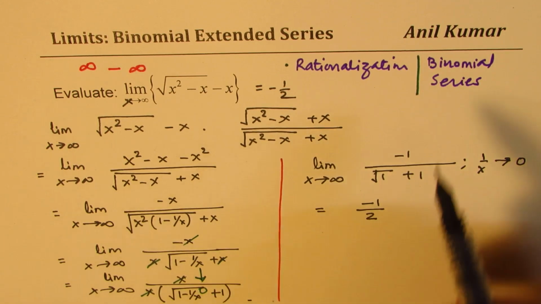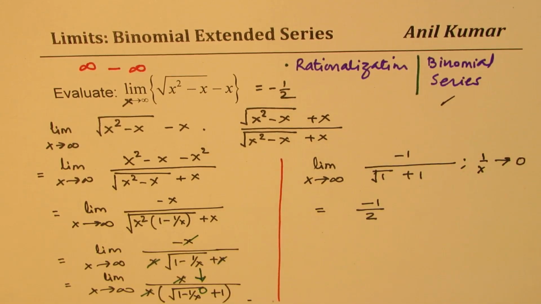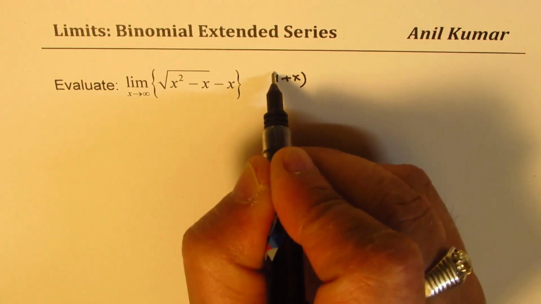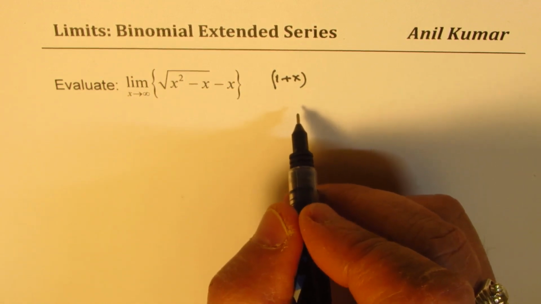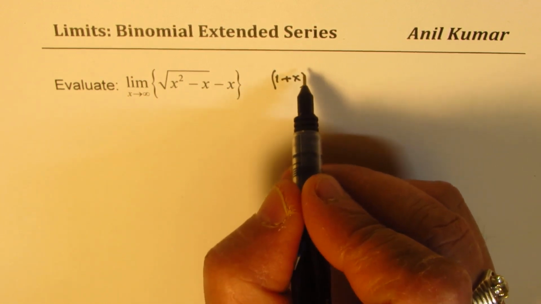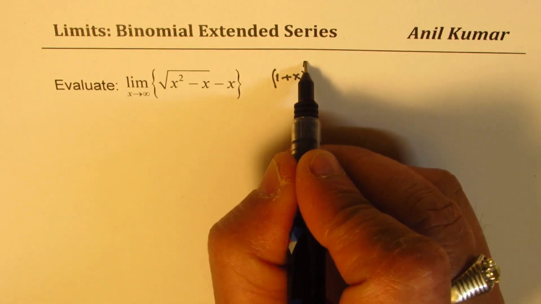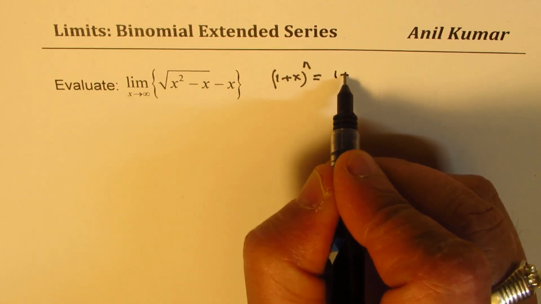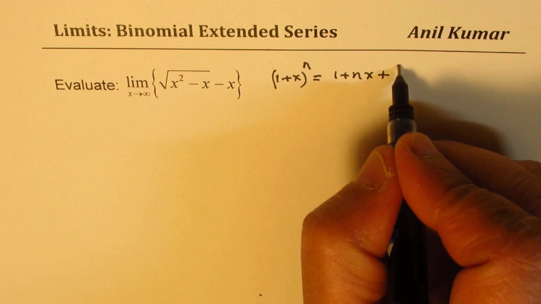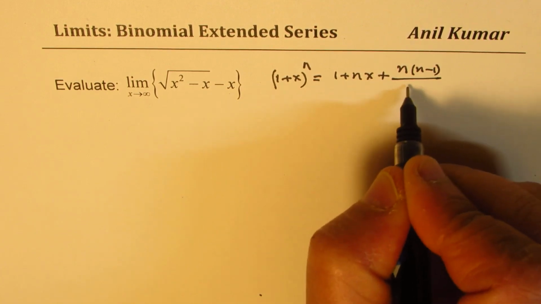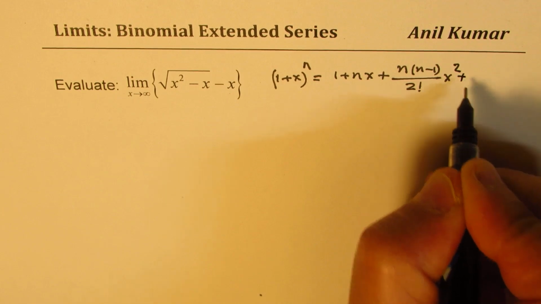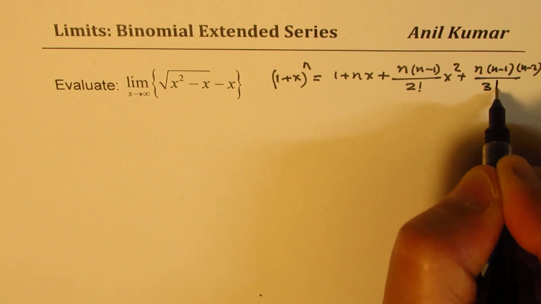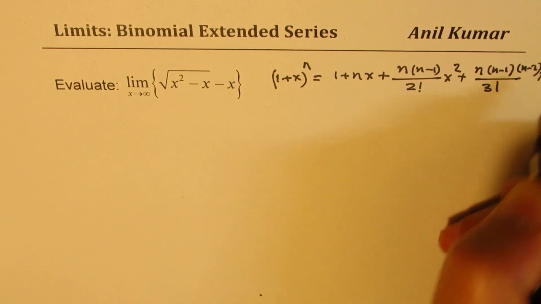Now let us again solve this using the second method, which is the binomial series. The binomial series, as some of you might know, could be extended for exponents which are not whole numbers, which are rational numbers. So we could write 1 plus x to the power of n as equal to 1 plus nx plus n times n minus 1 over 2 factorial x square plus n times n minus 1 times n minus 2 over 3 factorial times x cube, and so on, right?